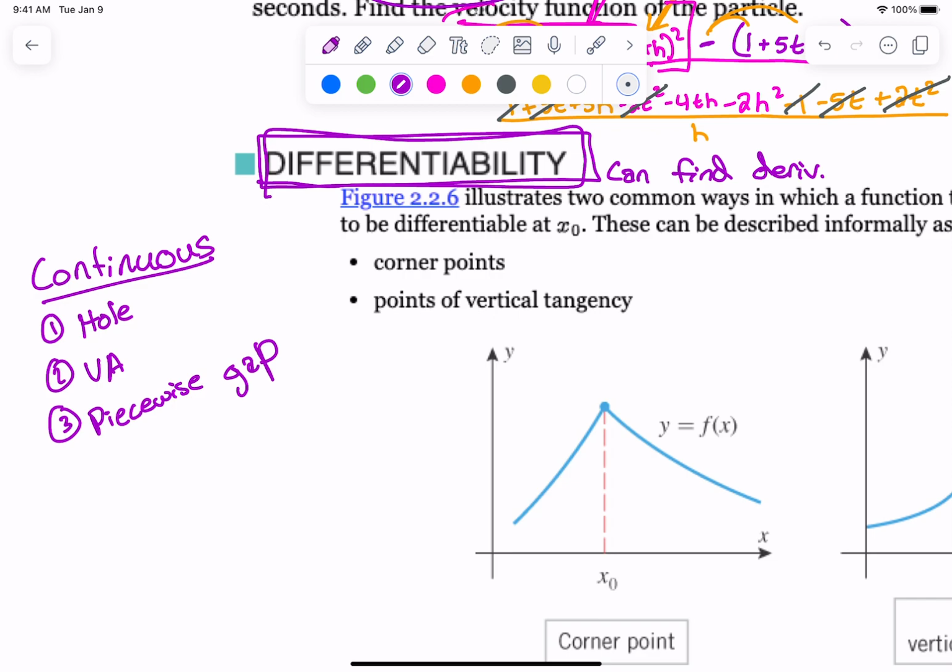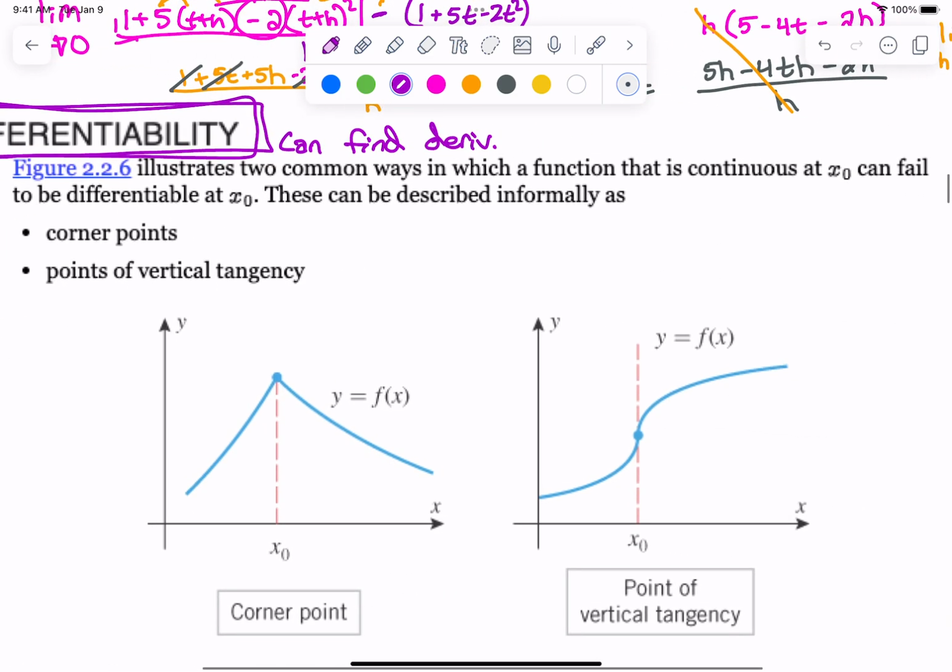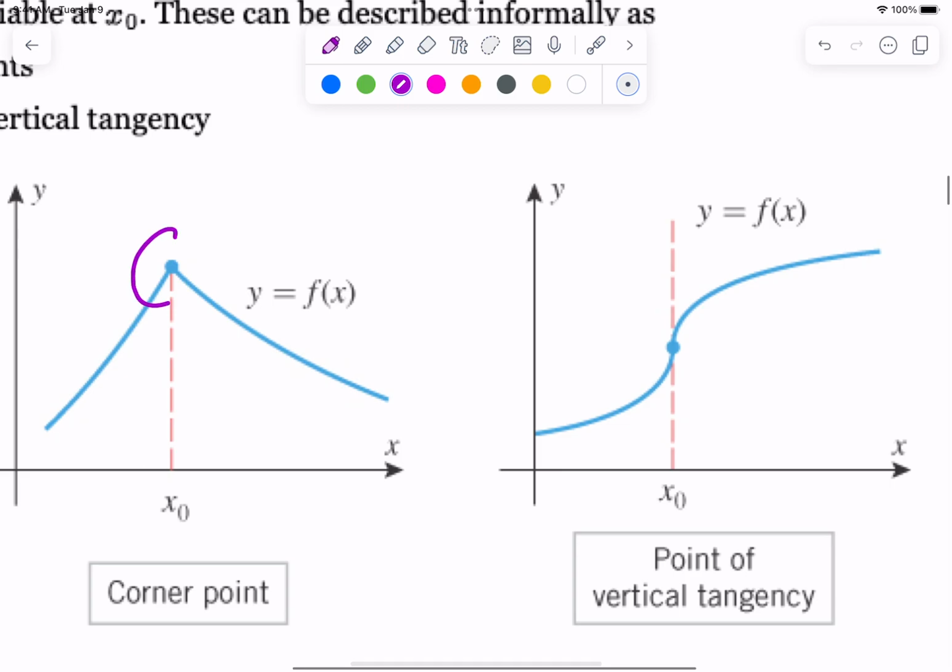Now, if it is continuous, that doesn't necessarily mean you can find the derivative. These are 2 places that are continuous where you can't find the derivative, and they are at corner points. This is called a cuspid, where he comes to a tip.